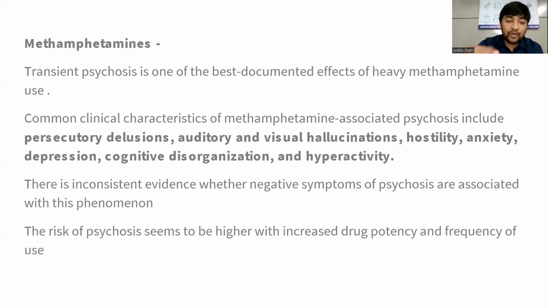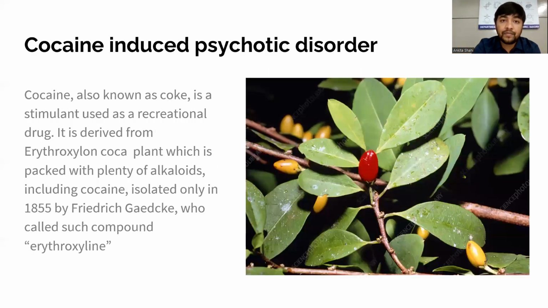Again, although I did mention that negative symptoms point more towards a primary psychotic illness, if they occur in substance-induced psychotic disorder, the data is very poor regarding whether it is connected to a primary psychotic disorder or not. Here, the risk of psychosis seems to be higher with increased drug potency and frequency of use in the case of amphetamine, whereas in cannabis, it was more related to drug potency.